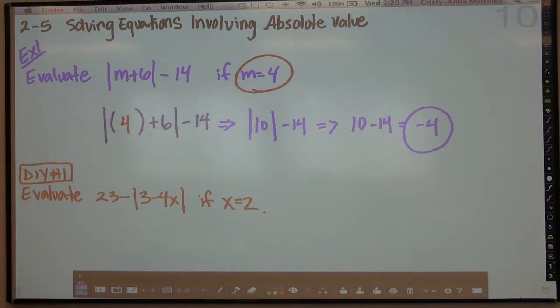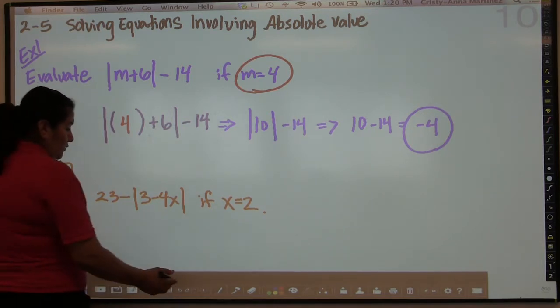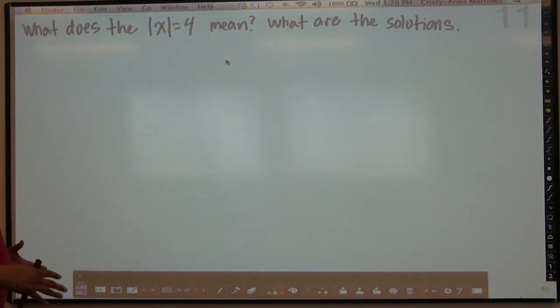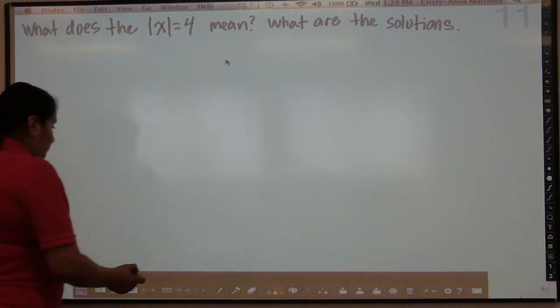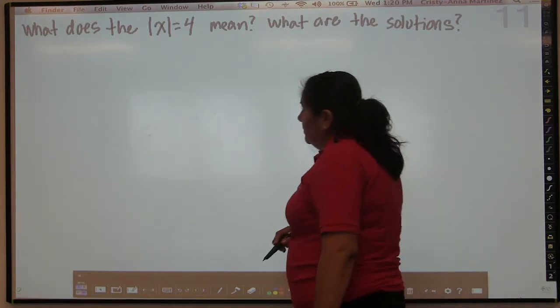So if you wouldn't mind now, you can try to do it yourself. Number 1, evaluating this expression for when x is 2. And then we will move on to actually what the lesson is about today, which is solving absolute value. And so I have here on the board, what does the absolute value of x equals 4 mean? Another way of phrasing that question is, what are these solutions?